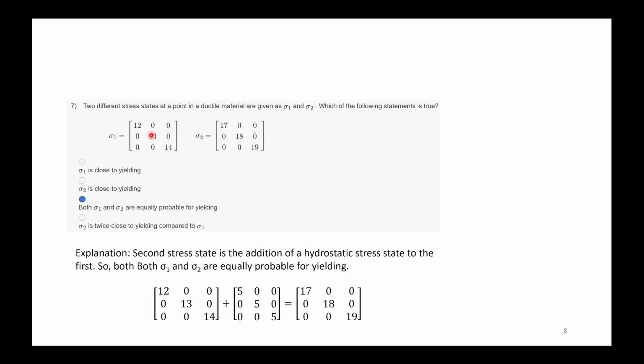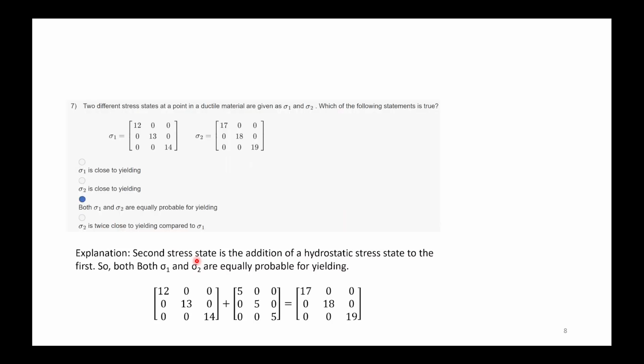because the second state, sigma 2, can be written as sigma 1 plus a hydrostatic stress state. Now, what happens if there is a hydrostatic type of stress state? There will be only a change in the size or volume of the material, there won't be any distortion. So the second stress state is the addition of a hydrostatic stress state to the first. So both sigma 1 and sigma 2 are equally probable for yielding.